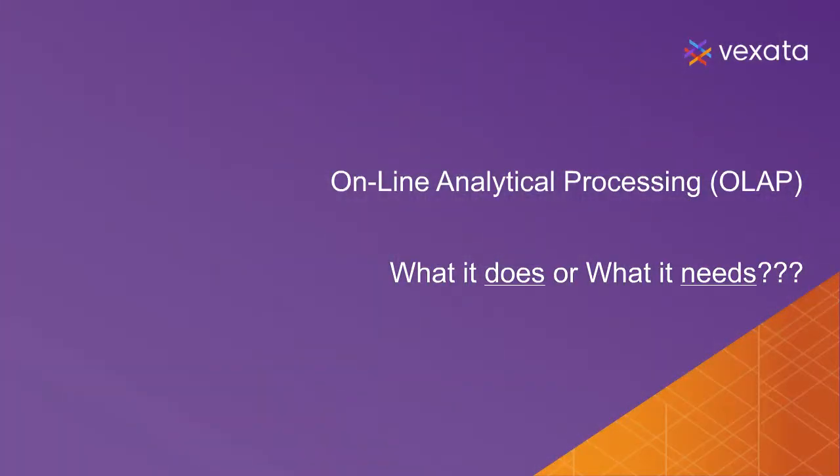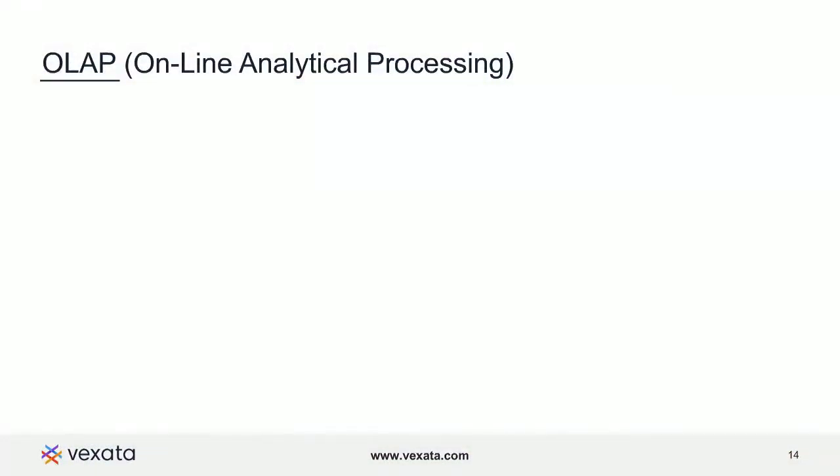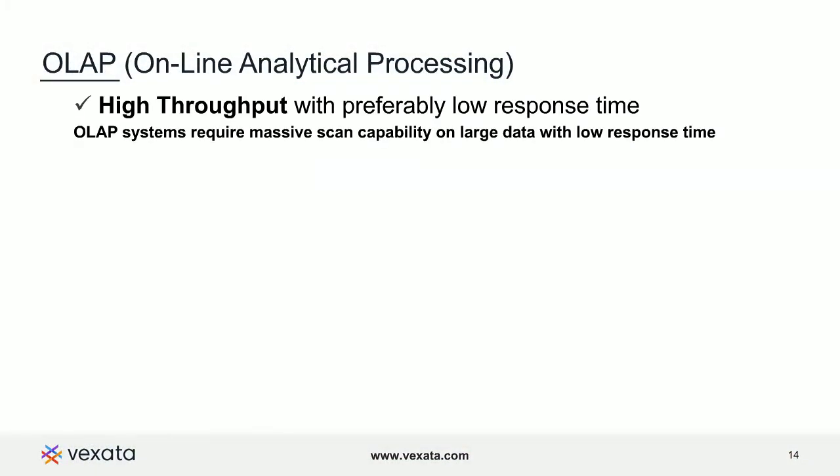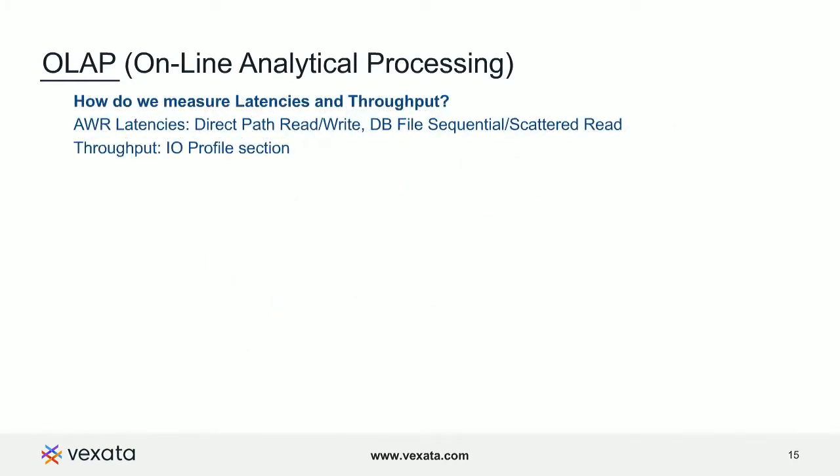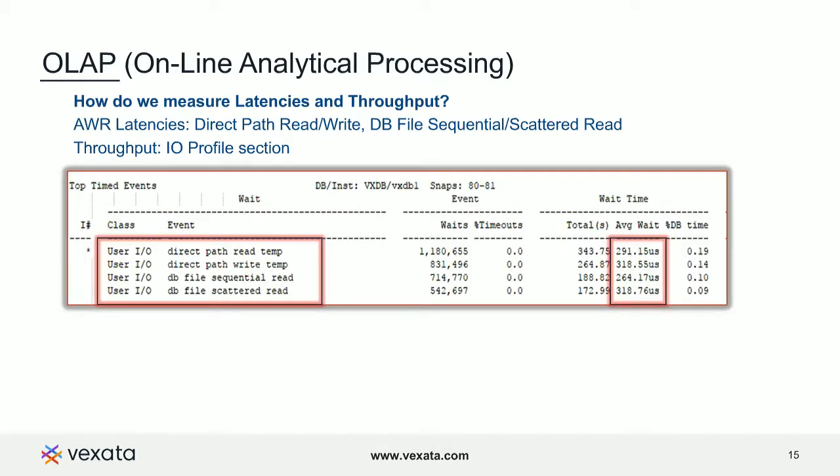Now let's move on to OLAP. An OLAP application does high throughput with preferably low response time. Think of an example here, as shown here. The OLAP database simultaneously supporting ad hoc users and ETL processing at the same time. So how do we measure latencies and throughput in OLAP applications?